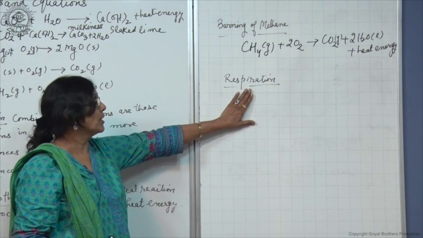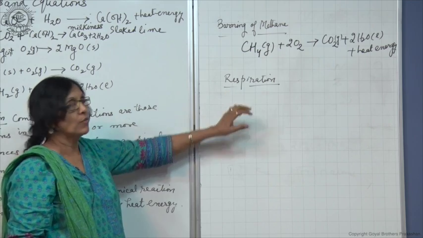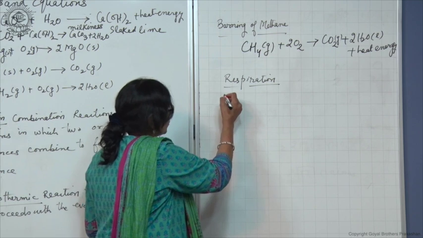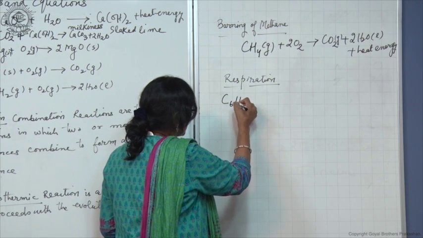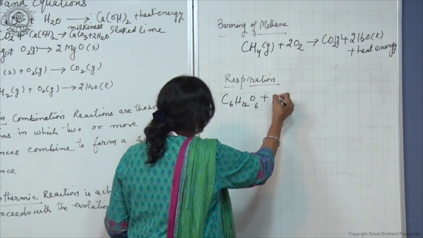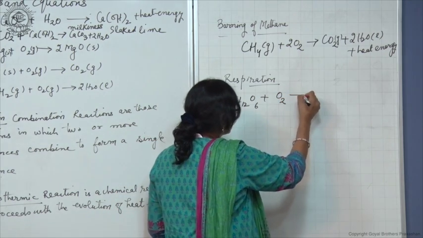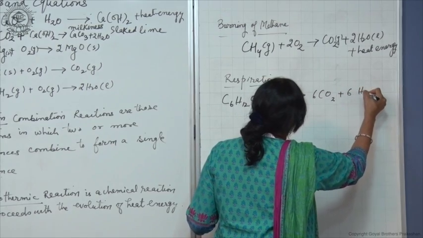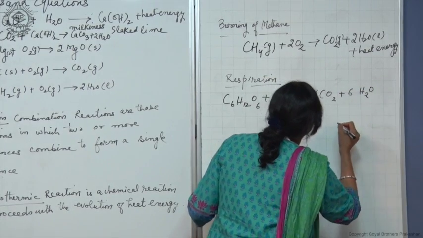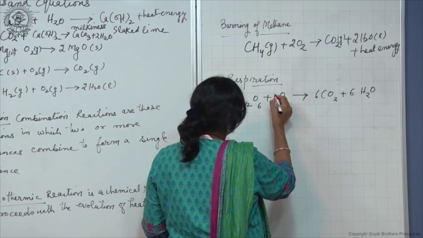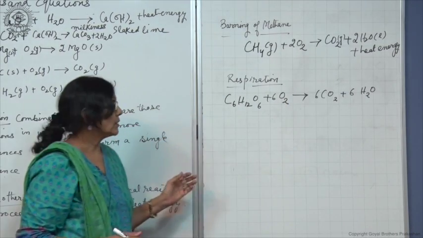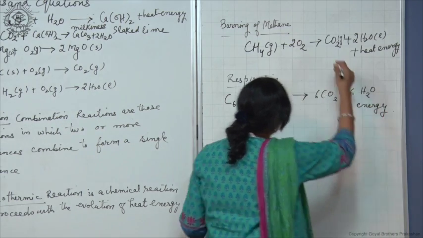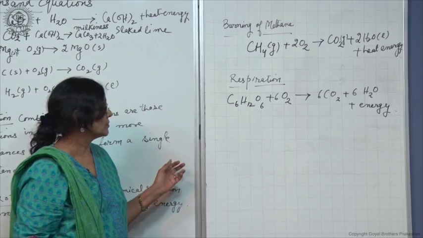Respiration takes place inside our body. It is another example of exothermic reaction in which energy is produced. Glucose present inside the body reacts with oxygen and forms carbon dioxide and water, and energy is generated. So these are some more examples of exothermic reactions.